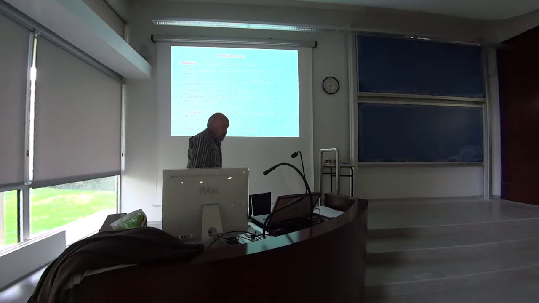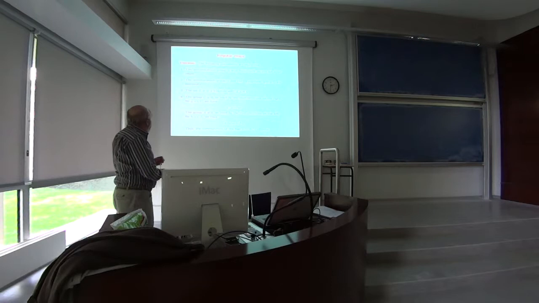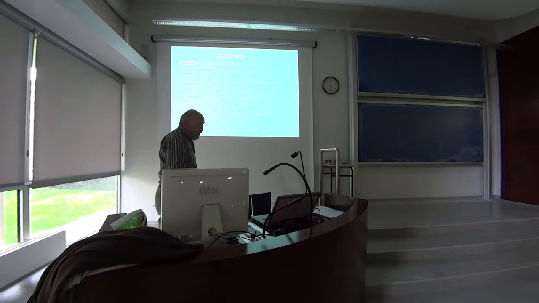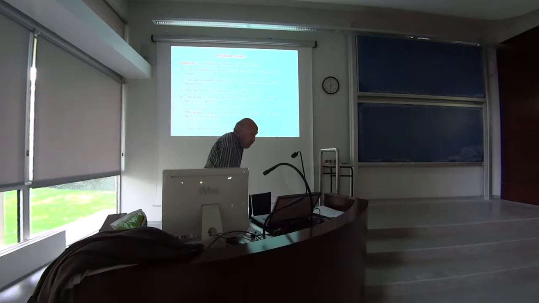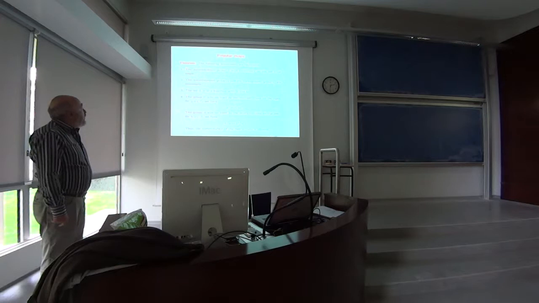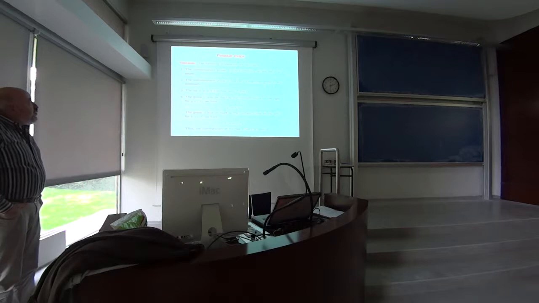Maybe I skip this subject. It is an exciting subject of regular maps, but it is too vast to speak about it. Only a few words. A map is regular if the automorphism group is isomorphic to the cartographic group.